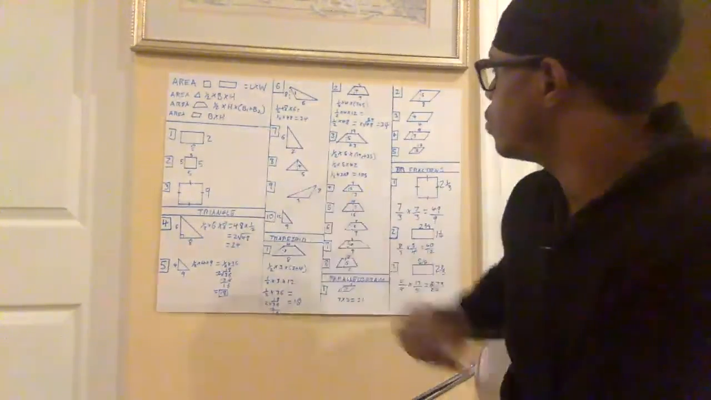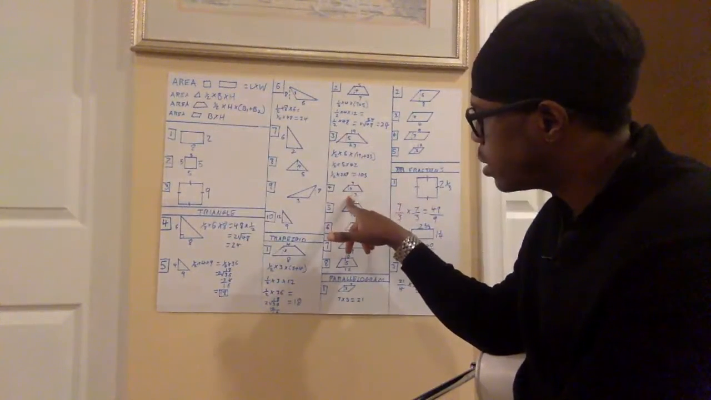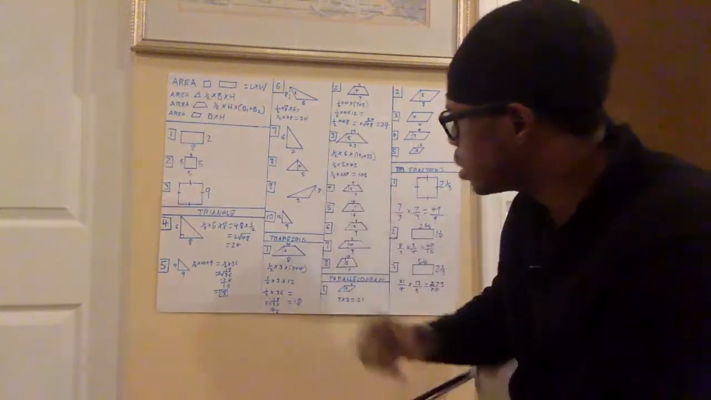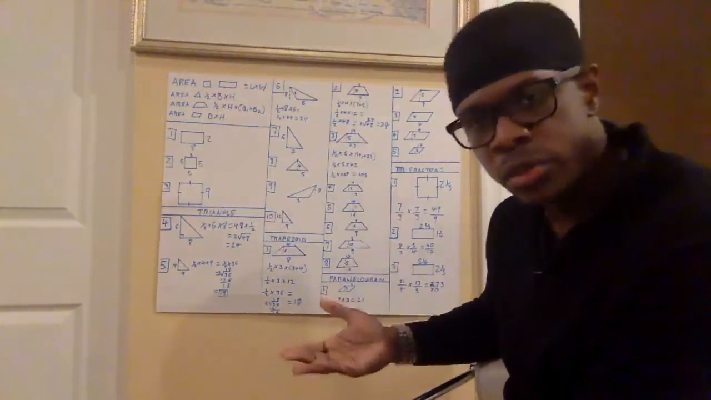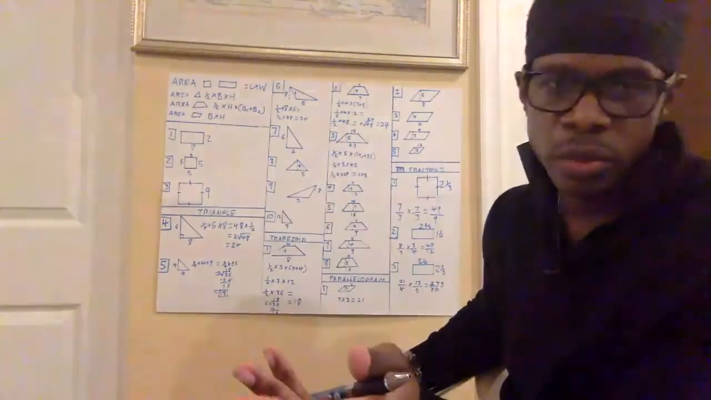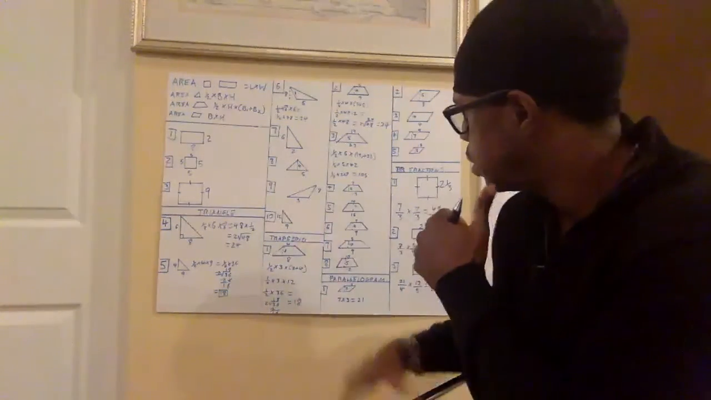So number 4, we have first base plus second base, 7 plus 13, that's going to give you 20. So we have a half times 3 times 20. You could just say half of 20, which is 10. 3 times 10, 30. That's it.